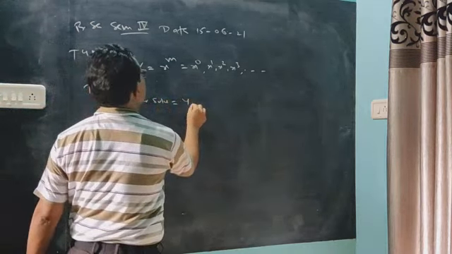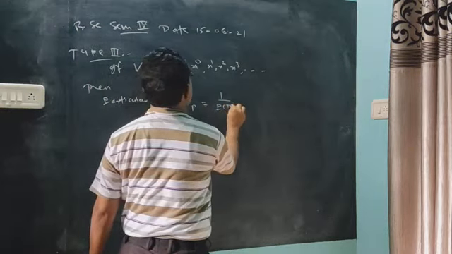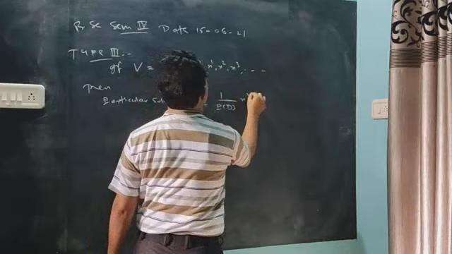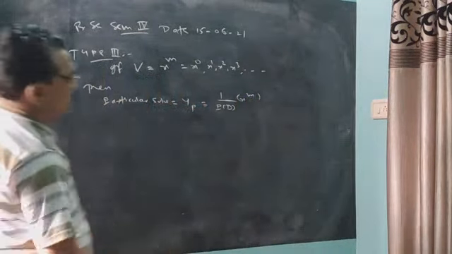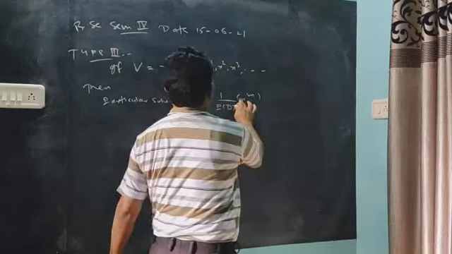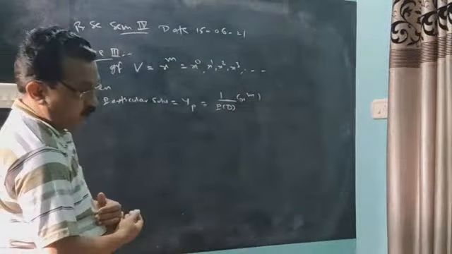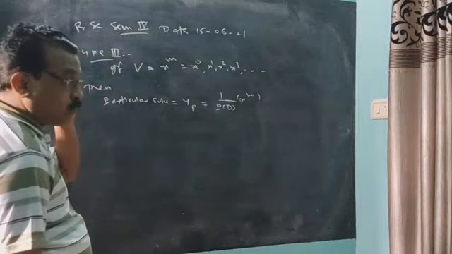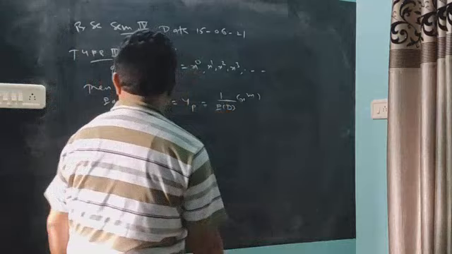The formula is 1 upon p of D, over the right side function. Then how to find the particular solution? We have studied two cases, case 1 and case 2, where there is a putting. First case, D equal to a. Second case, D equal to minus a square. But in this third case, no putting.